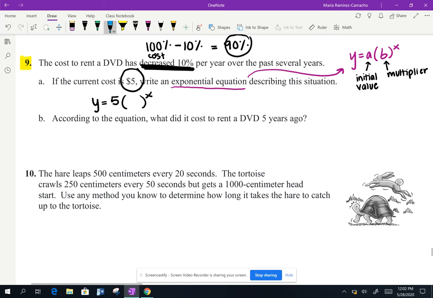And what I want to do is convert this to a decimal. The way that you convert a percentage to a decimal is you move the current decimal over 2 spaces to the left. So this is equal to 0.9, and this 0.9 is our multiplier. So this is our exponential equation here. 5 is the starting value, 0.9 is your multiplier.